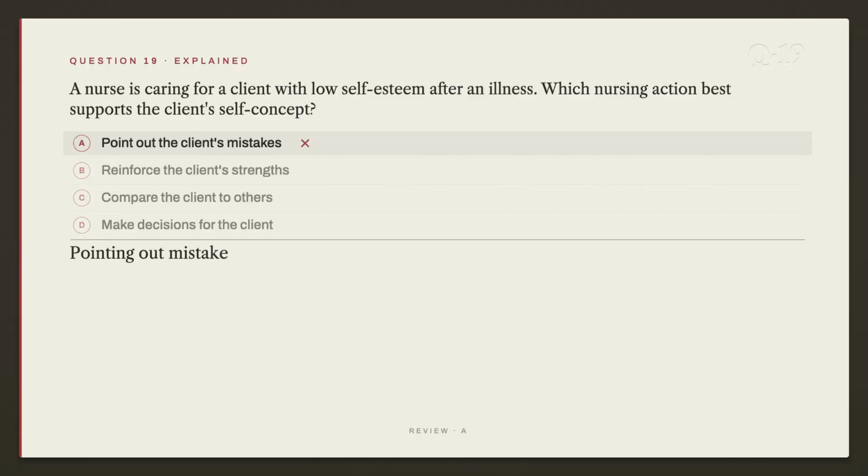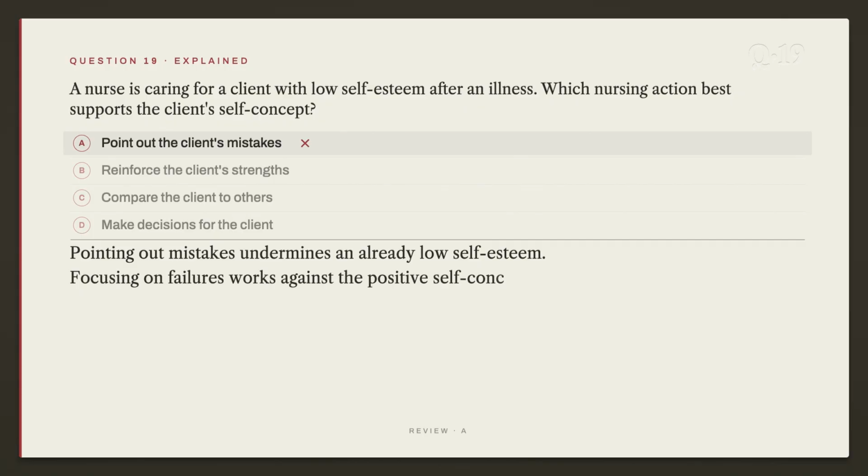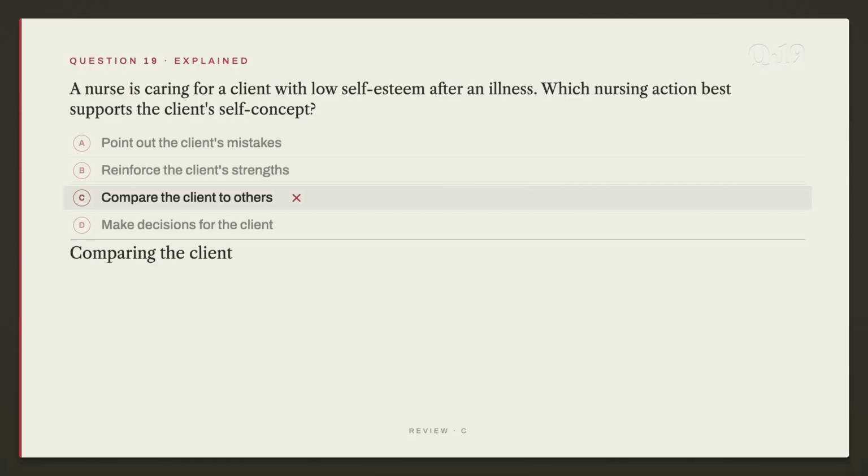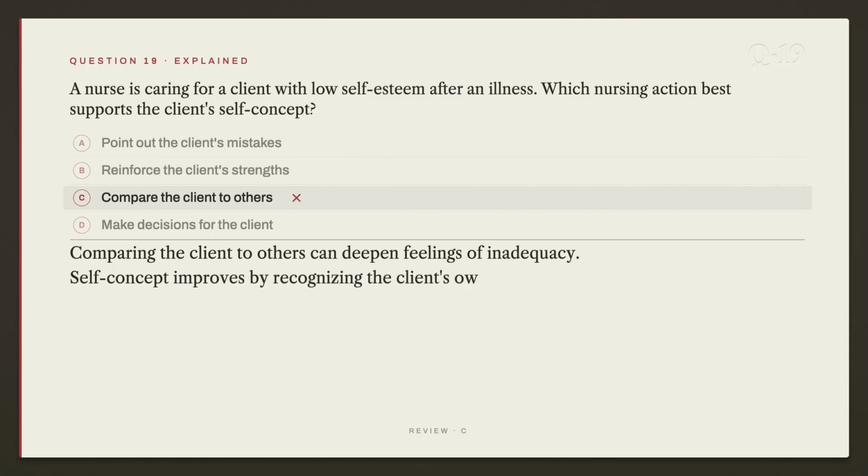A is wrong because pointing out mistakes undermines an already low self-esteem. Focusing on failures works against the positive self-concept the nurse is trying to build with the client during recovery. C is wrong because comparing the client to others can deepen feelings of inadequacy. Self-concept improves by recognizing the client's own strengths, not by comparing them with other people or peers.